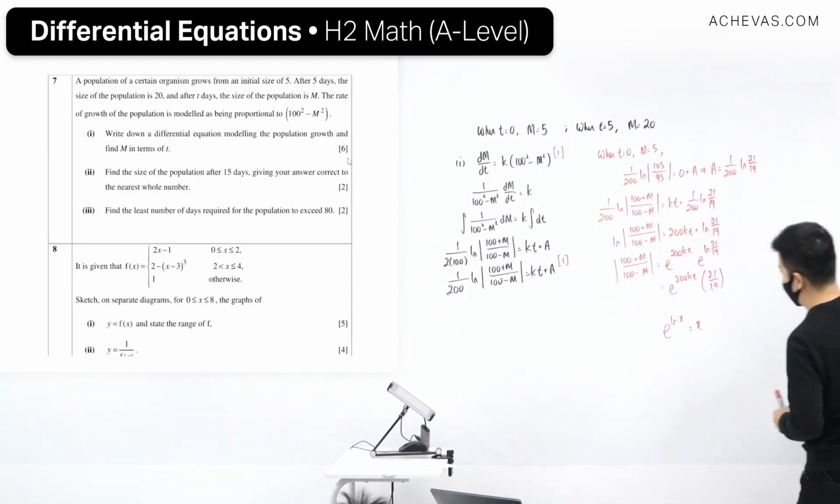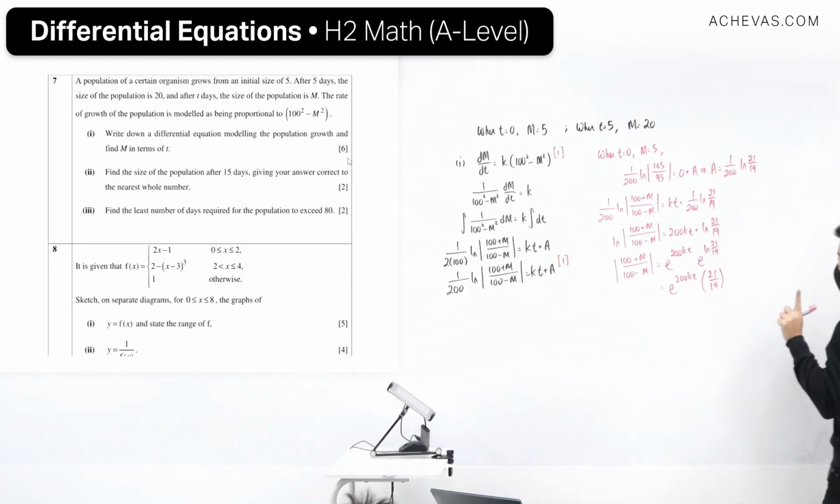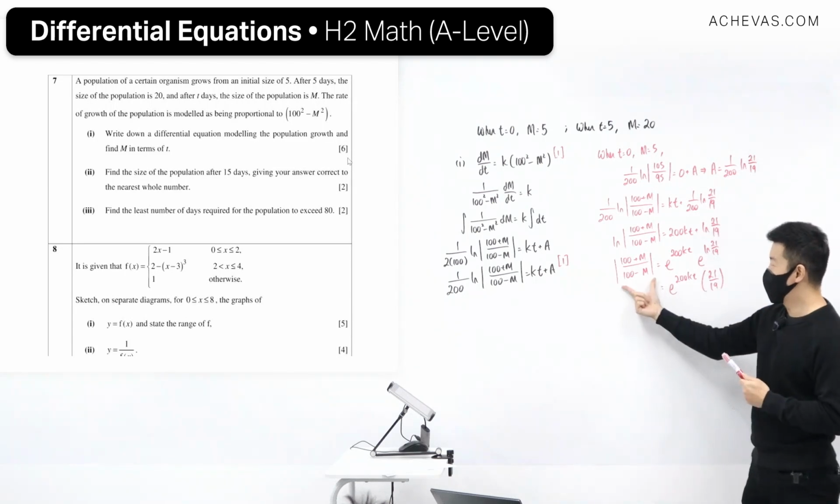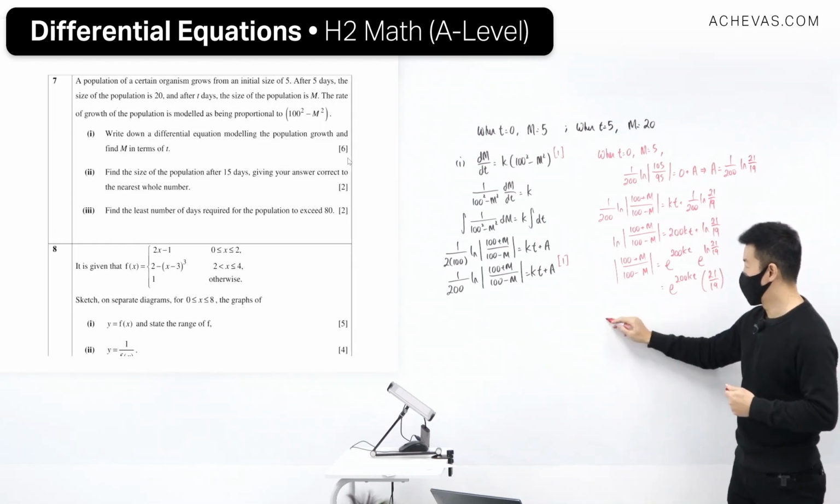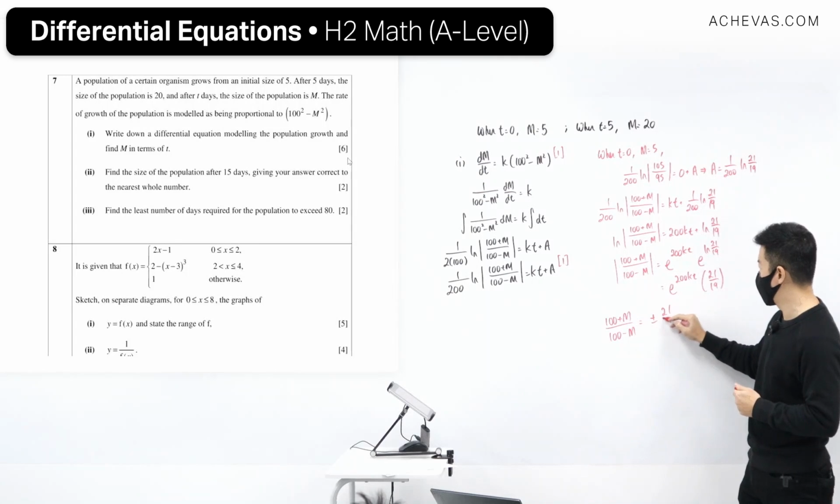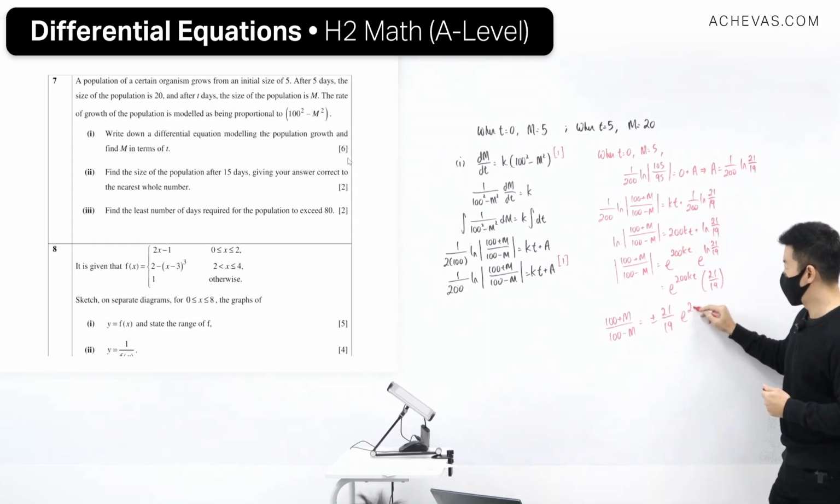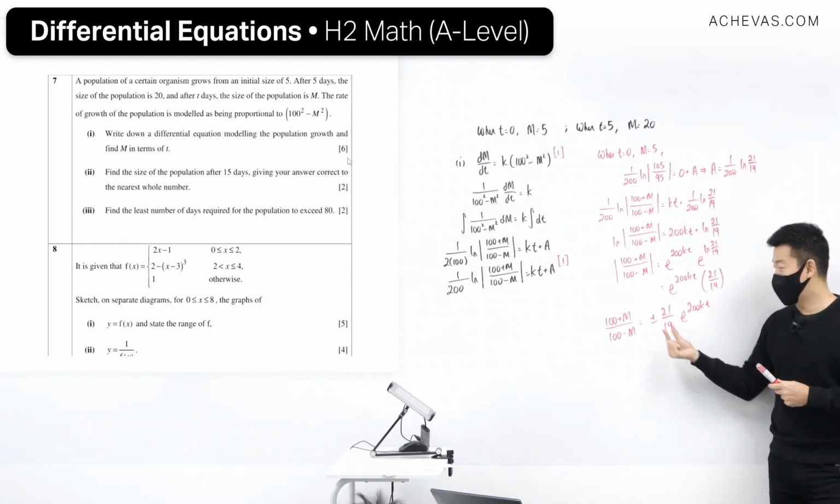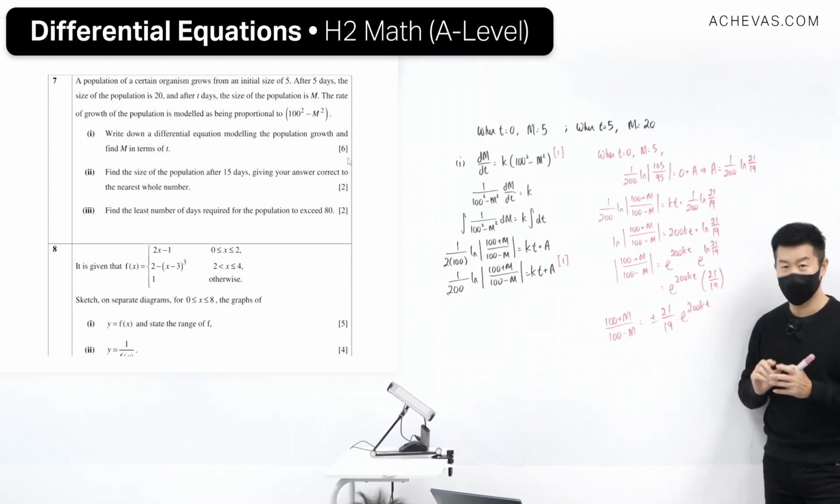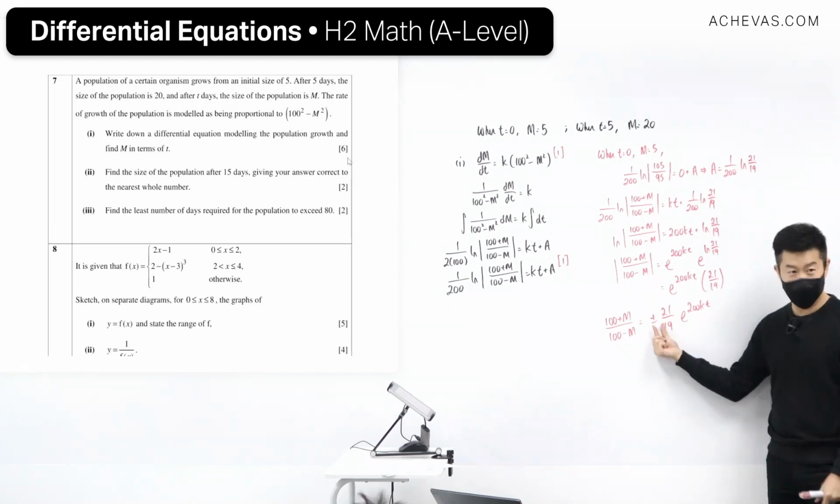So we have this, and I have another problem, because I will need to remove this modulus. So to remove the modulus, we will have 100 plus m over 100 minus m equal to plus or minus 21 over 19 e to the power of 200kt. And we have not even solved for k, okay? We need to solve for k. So we have a plus or minus. This plus or minus is also going to be very, very painful. We need to find a way to remove this plus minus. I can think of two ways to remove this plus minus.